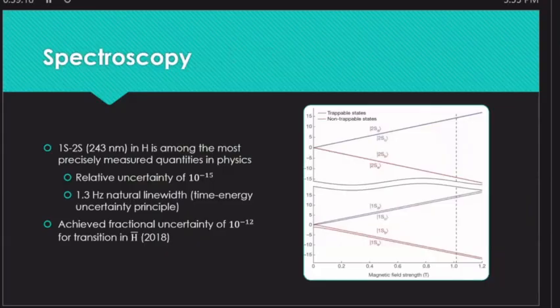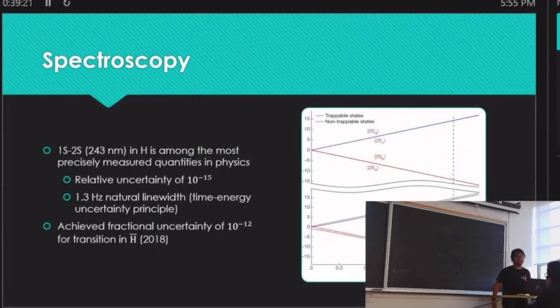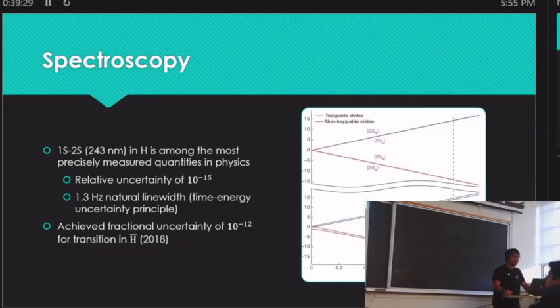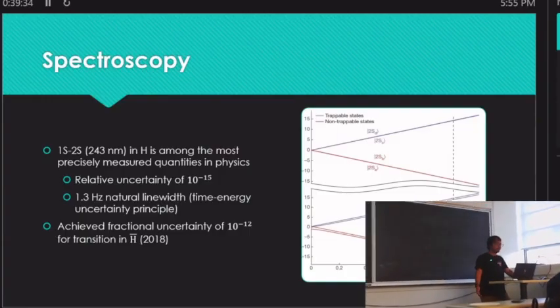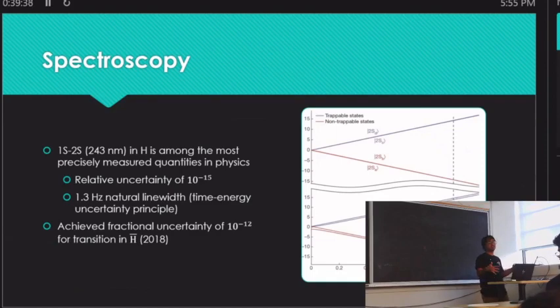So like I said, we want to find out what the 1s2s of hydrogen is, the 1s2p. The 1s2s transition at 243 nanometers is among the most precisely measured quantities in physics, at an uncertainty of 10 to the negative 15. And it's a very small line width because it's a metastable state. It takes quite a while to decay.